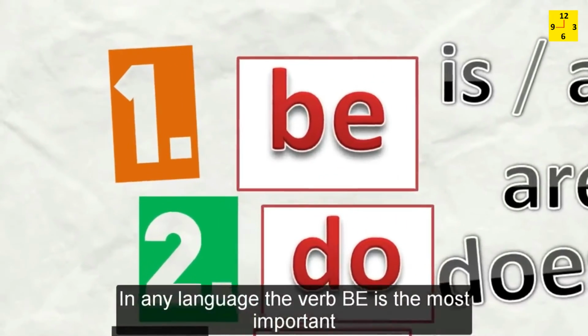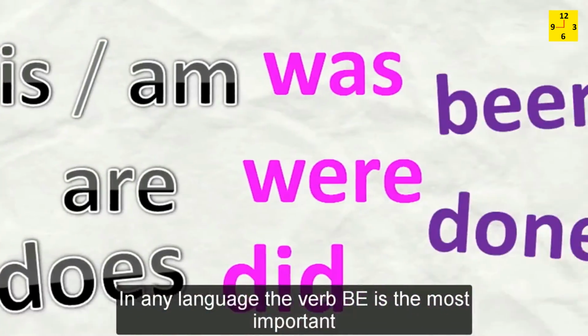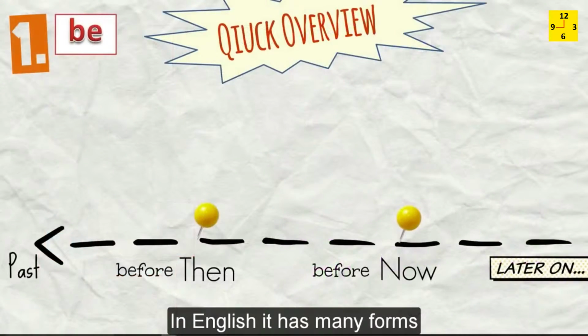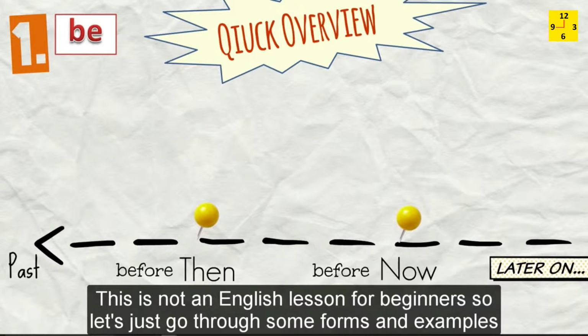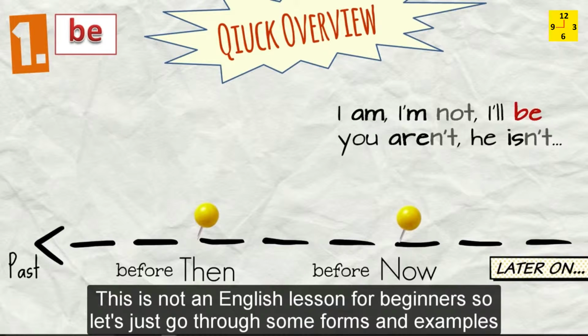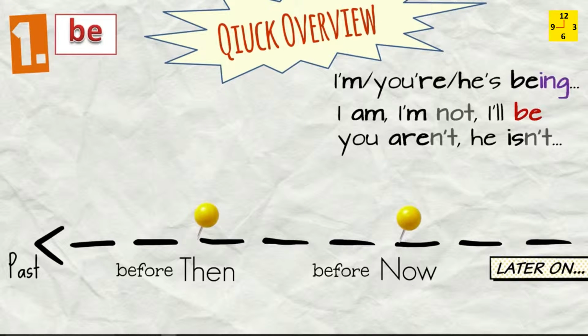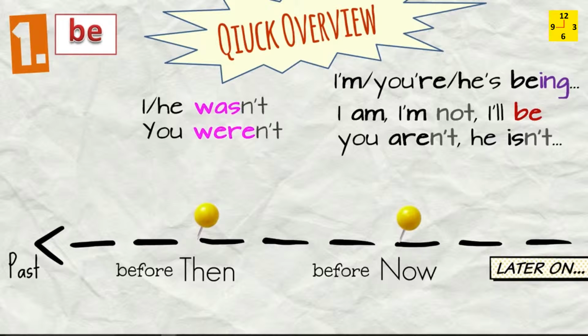In any language, the verb be is the most important, most used verb. In English, it has many forms. This is not an English lesson for beginners, so we'll just go through some of the forms and examples. Alright, so it's I am, you are, he is. Okay, then we say I'm being or you're being, he's being. In the past, it's I was or I wasn't, he was, he wasn't, you were, you weren't. We can say you were being or you weren't being.